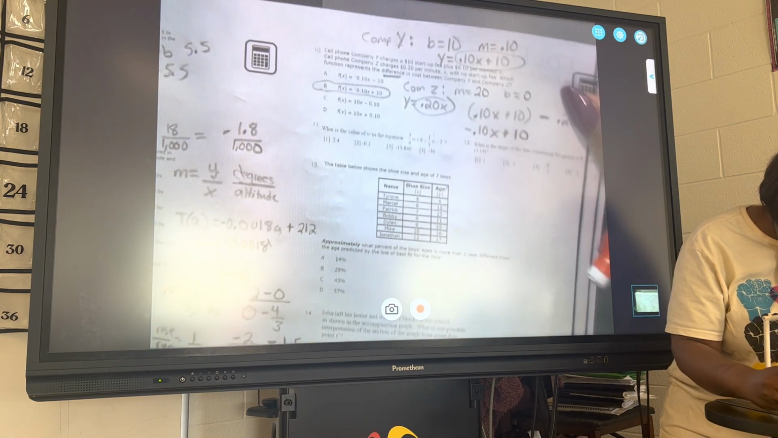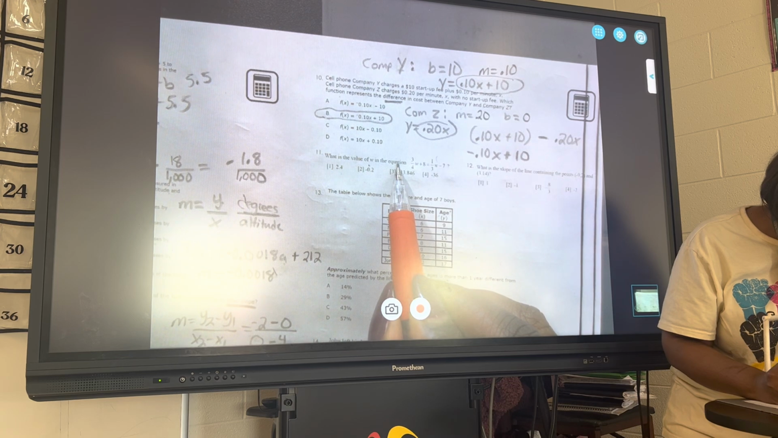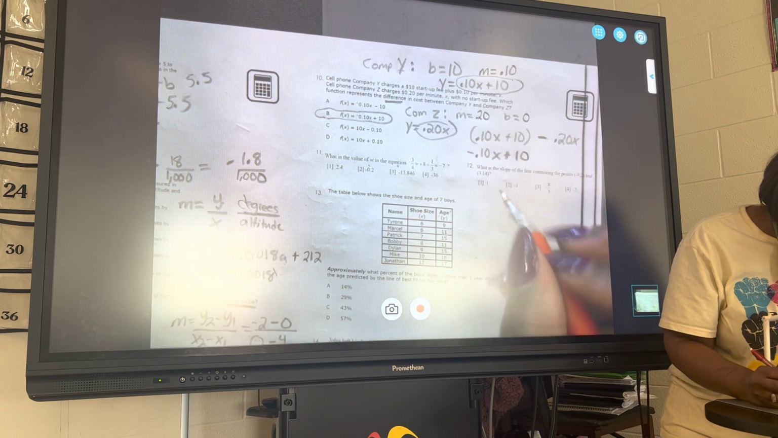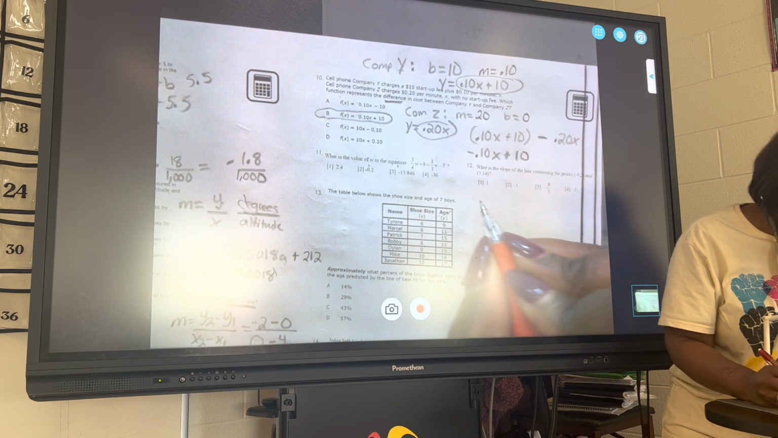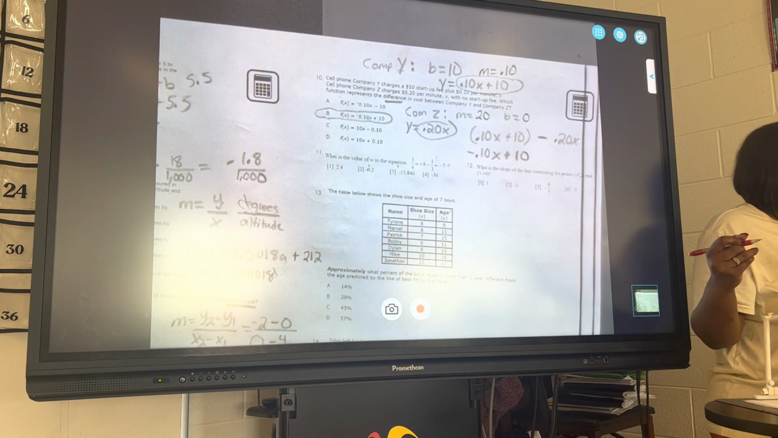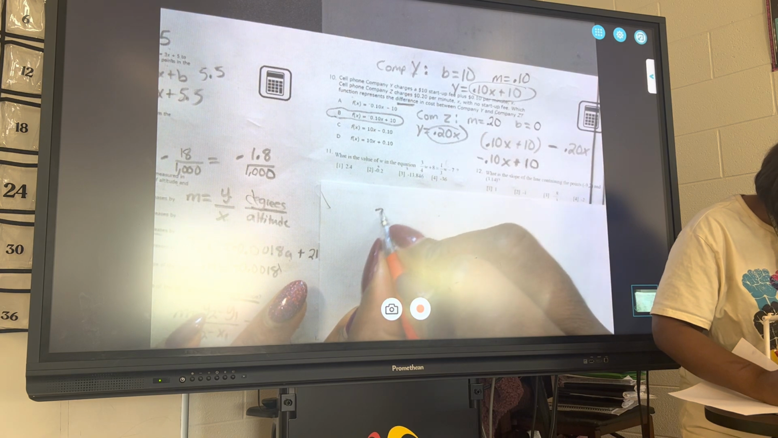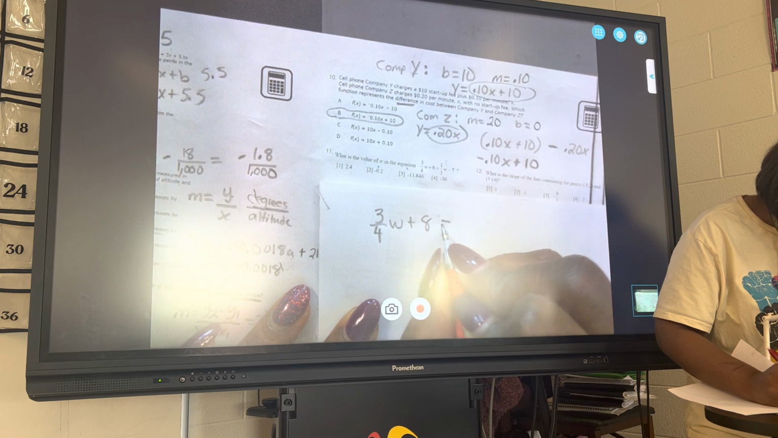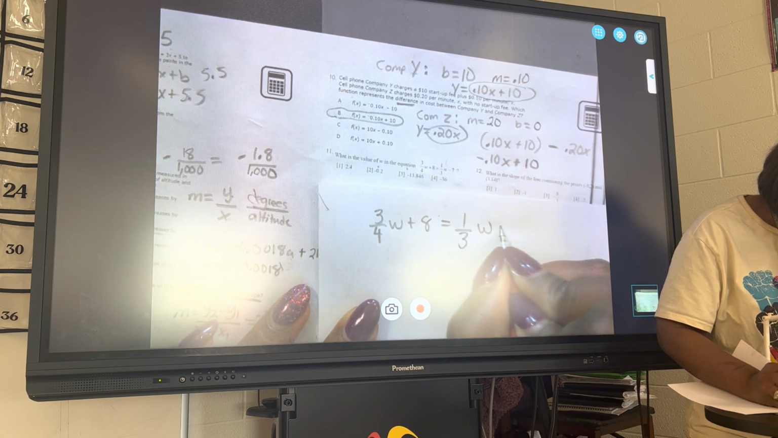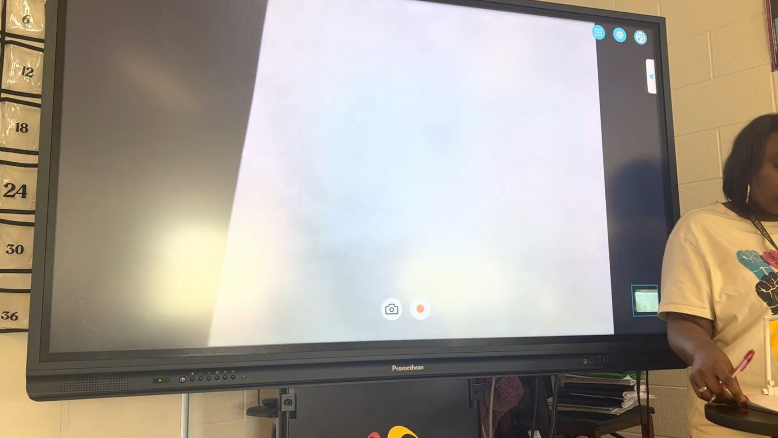All right. Okay, so number 11, it says, what is the value of W? So that means you have to solve for W in this equation. I'm going to have to write this on a separate sheet because I write too big. You have 3 over 4 W plus 8 is equal to 1/3 W minus 7. I have to write that on a separate sheet because that's too small for me.